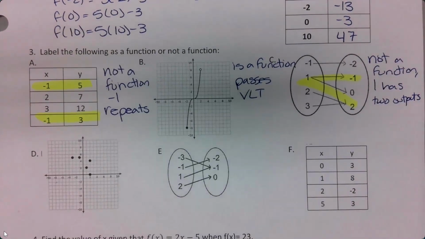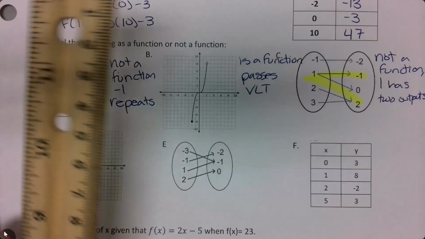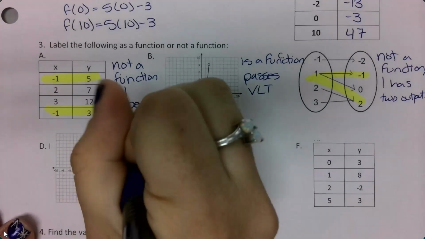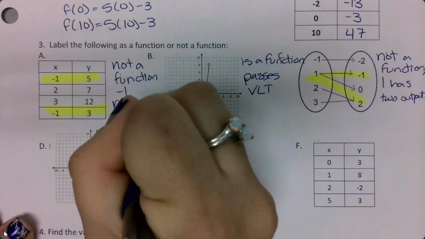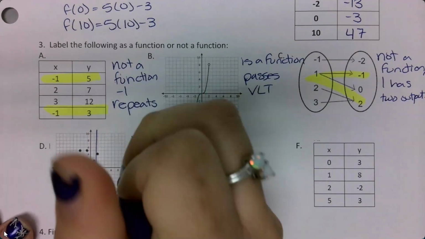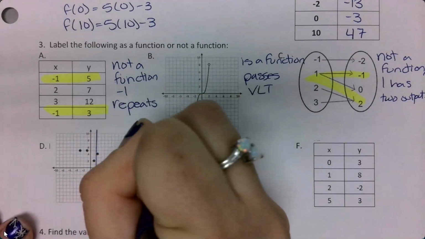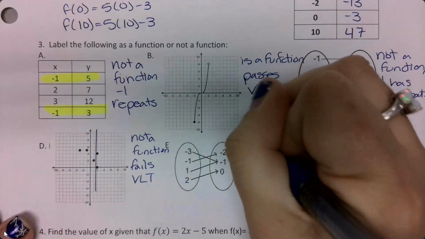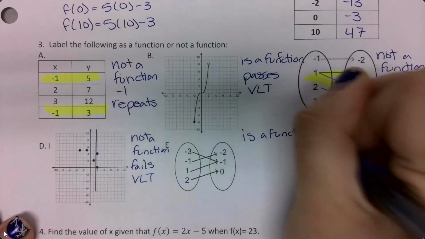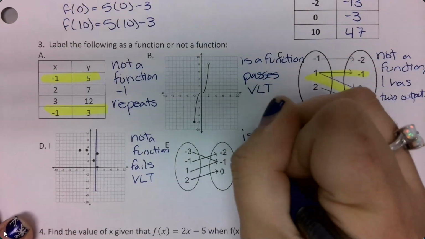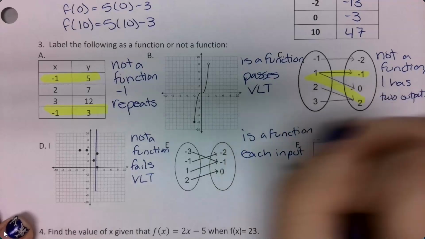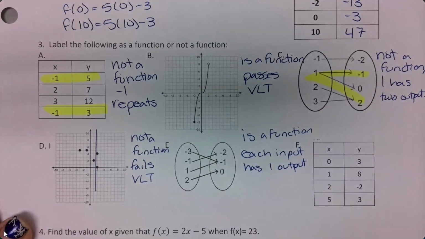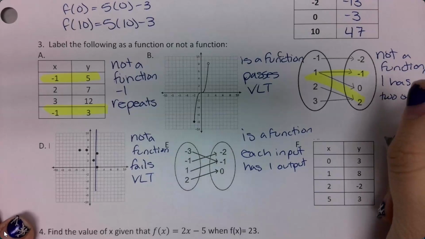On D, I want to use my vertical line test. I have 2 points right there at 2, so this is not a function. It fails the vertical line test. On E, this is a function. Each input has 1 output. On my table of values, no x's repeat, so it is a function.